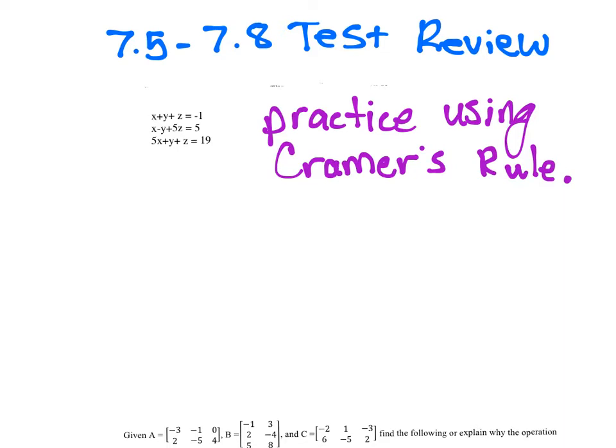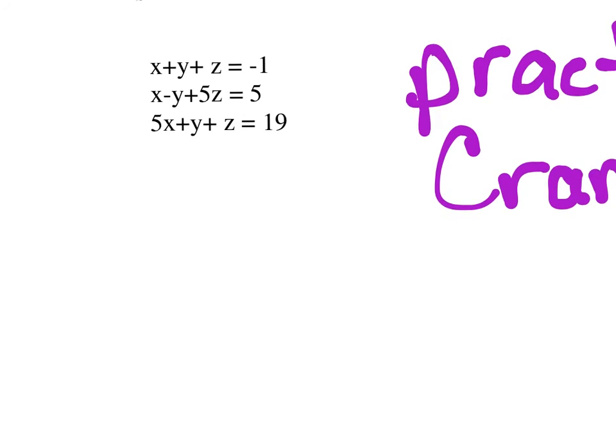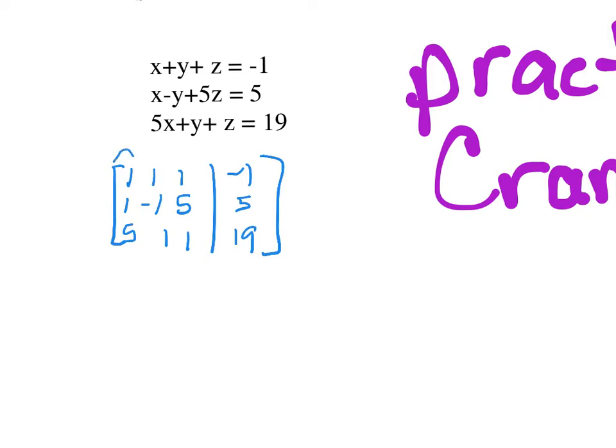If I look at this first question, we're solving the system of equations and I'm asking you to practice using Cramer's rule. So that means we're going to have to find the determinant and then we're going to find D sub x, D sub y, D sub z. So the first thing I'm going to do is rewrite my augmented matrix. So 1, 1, 1, negative 1. Then I have 1, negative 1, 5, and 5. And then 5, 1, 1, 19. So again, these first numbers in here are our coefficients. This column right here is our answers. So when we find our determinant the first time, we're just finding the determinant of our coefficient matrix.